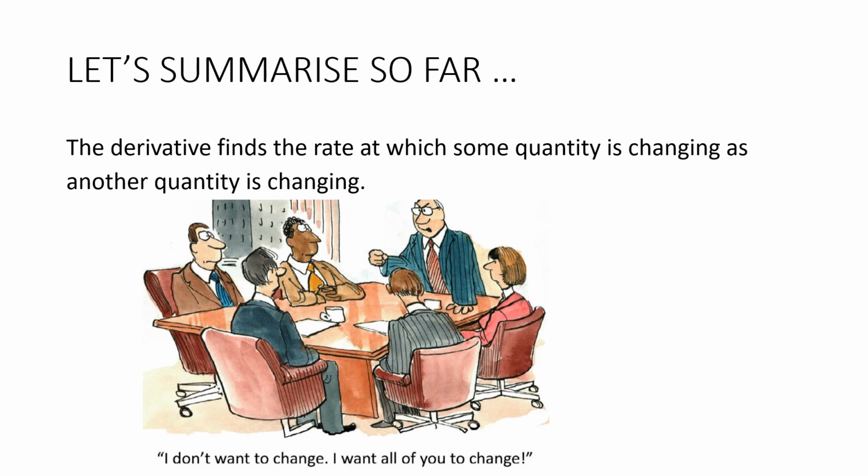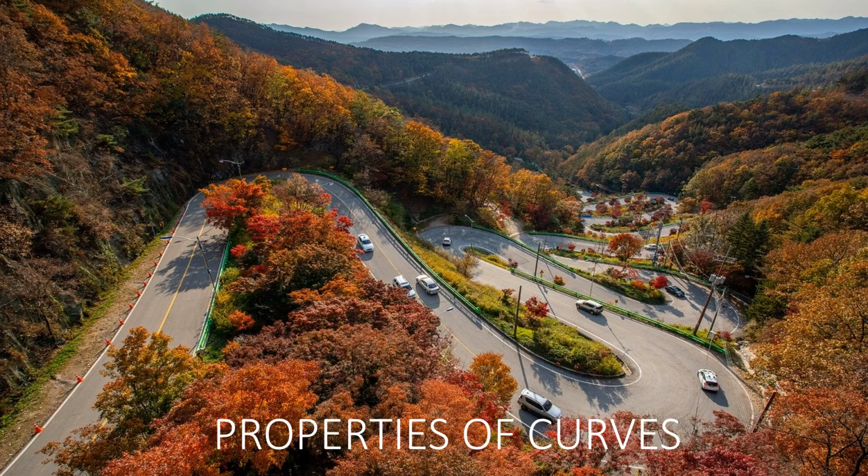The derivative finds the rate at which some quantity is changing as another quantity is changing. And that can be what is happening to y as x is changing, or what is happening to volume as the radius is changing. Or later on we'll be looking at this. What is happening to x as time is changing? Okay, that'll do us for this lesson. Our next lesson we're going to look at properties of curves.